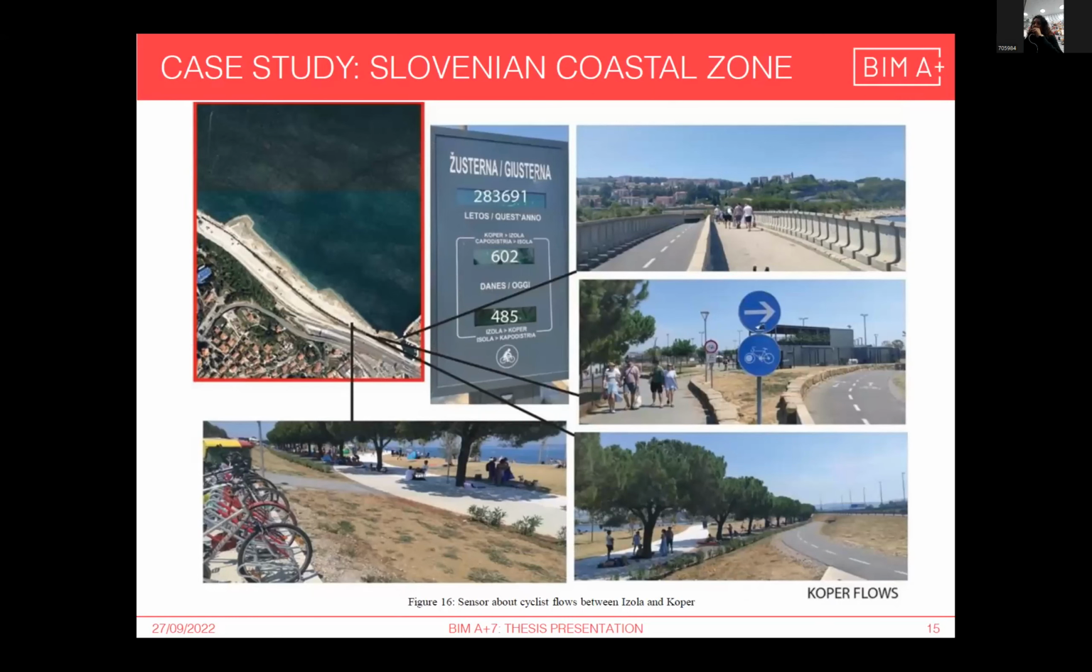Additionally, the municipality is now using some kind of sensors in order to count, for example, the cyclists crossing between Koper and Izola, and have more specific data about the flows in this area.